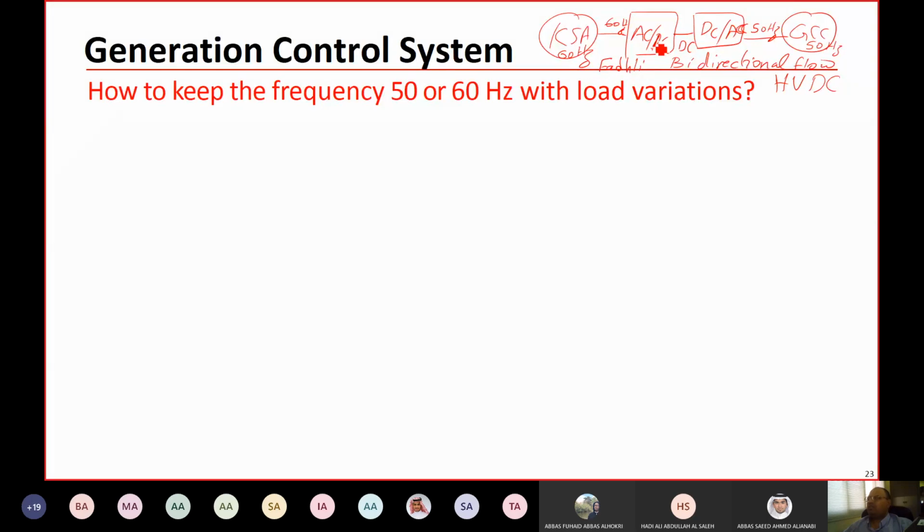But of course, here you have very close links. So you have a substation with a back-to-back conversion, as we mentioned in Fadli. So you can use either back-to-back conversion or HVDC to connect 50 hertz with 60 hertz. The objective of the automatic generation control is to keep the system frequency at its rated value, either 50 or 60 hertz.